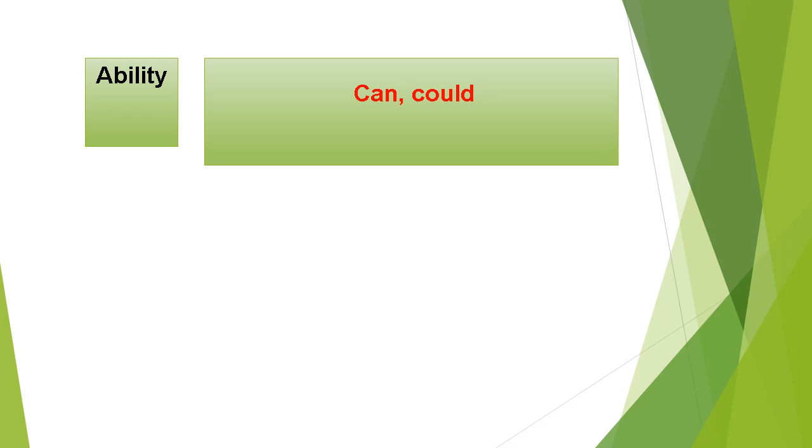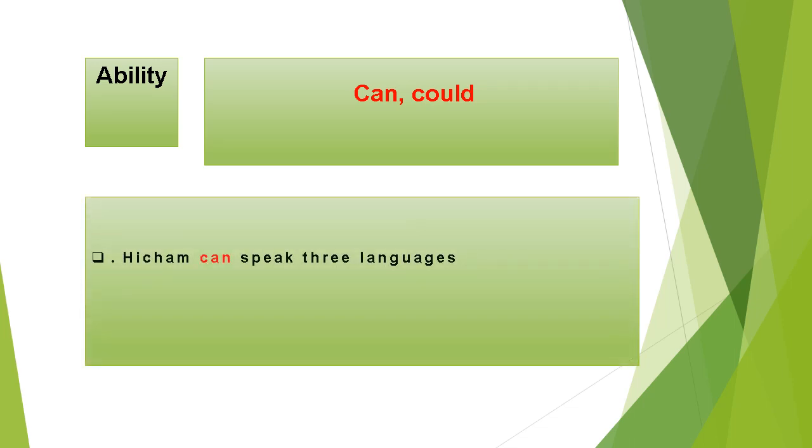Let's have examples. Hisham can speak 3 languages. It is his ability, المهارة تاعو. He can speak 3 languages. I could play outside all the day when I was a child. When I was a child here, it means in the past. راهي in the past. So I could play outside in the past. Okay? The second type, permission.